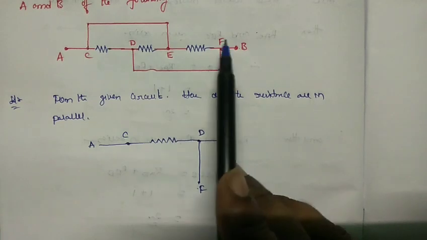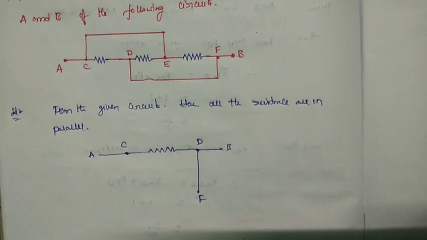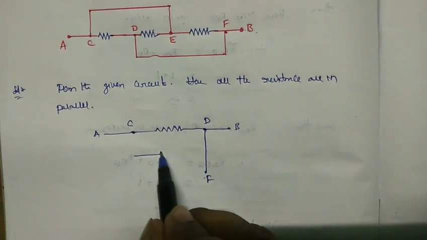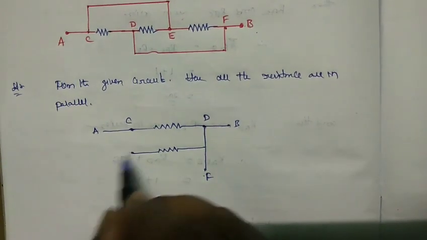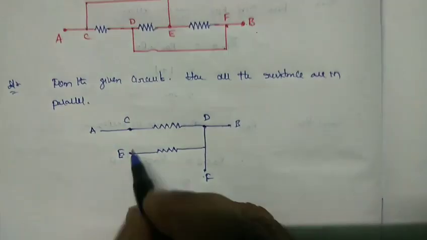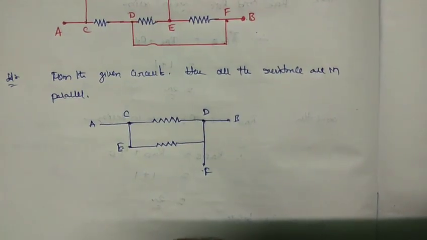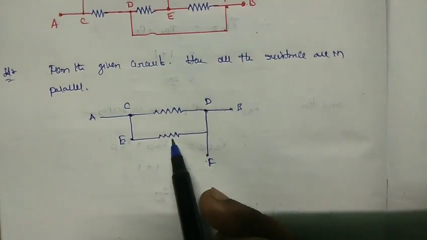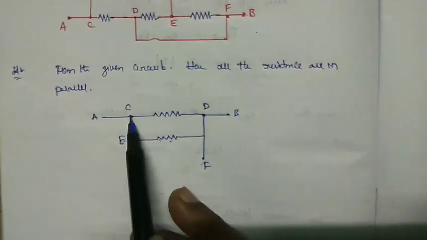Now C to F, there is no resistance. C to E also there is none, but D to E is there. So D to E means like this. This is D to E. So C to E has no resistance. Then we will draw like this, C to E. Do you understand? Please follow clearly. Between D and E, one resistance, that is this resistance. I would like the connection like this, and C to D I would like this connection.